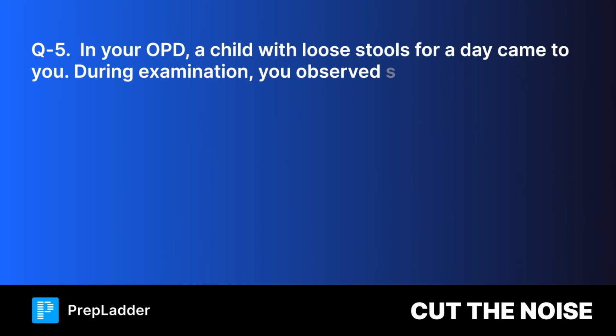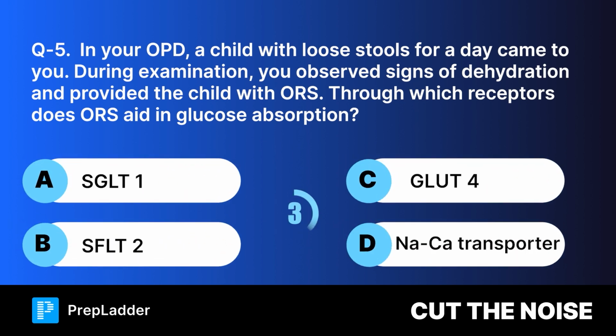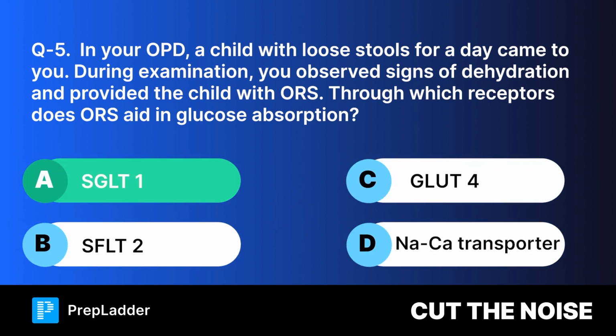Question 5. In your OPD, a child with loose stools for a day came to you. During examination, you observed signs of dehydration and provided the child with ORS. Through which receptors does ORS aid in glucose absorption? The correct answer is SGLT1.